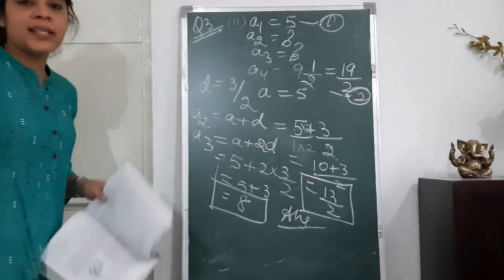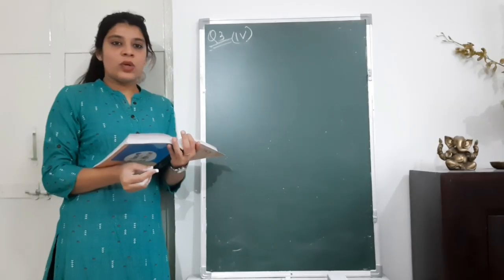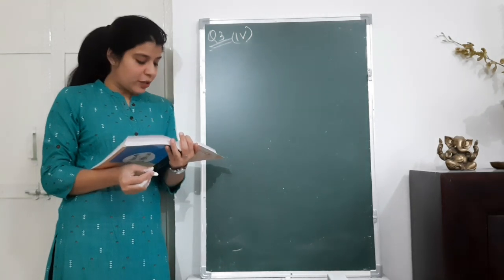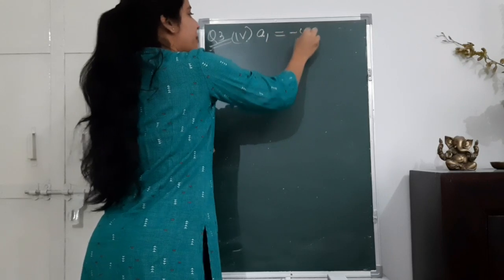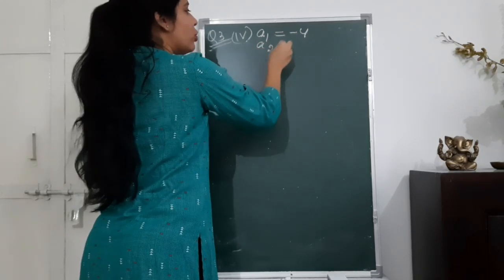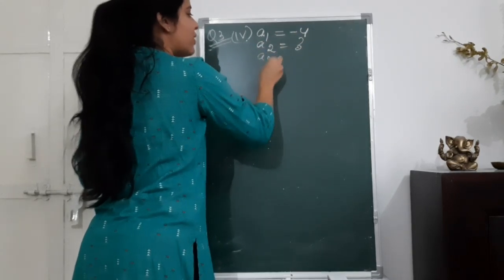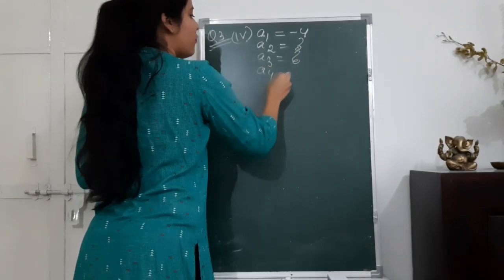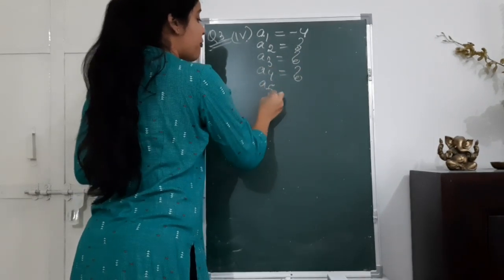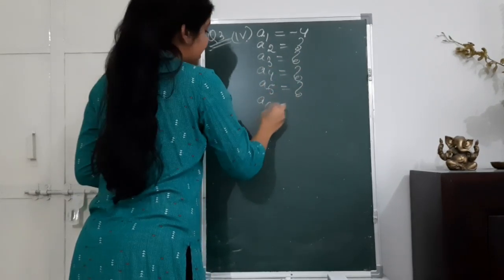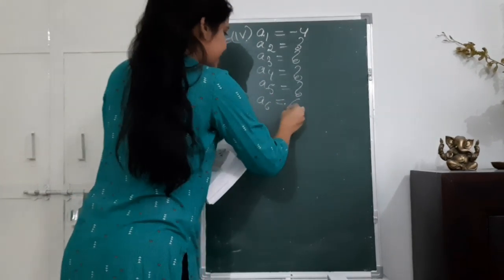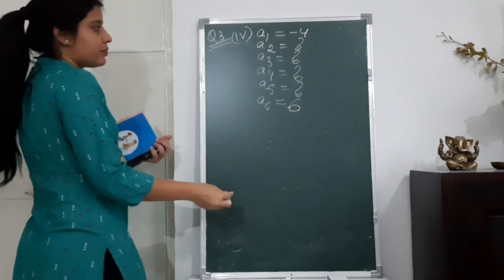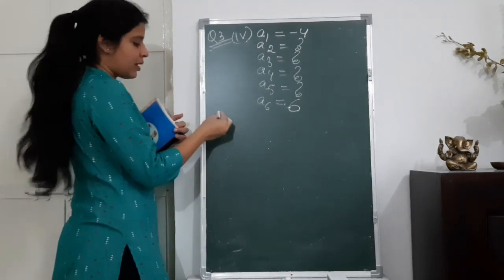I hope this part is clear to you. So now let's move on to the fourth part of this question. And I have A1 as minus 4, A2 not given to us, A3 not given to us, A4 not given to us, A5 not given to us, and A6 is given to us as what? 6, right?